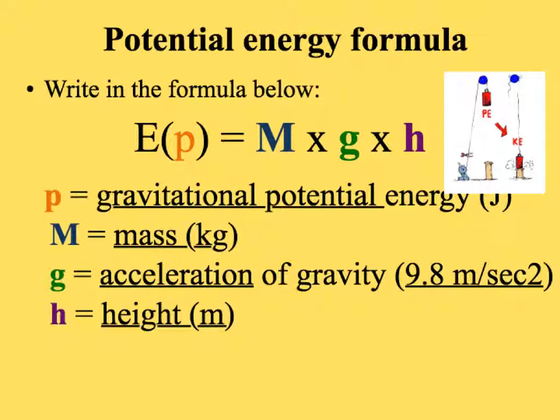In this formula, we need to know the mass of the object, again, measured in kilograms, how far above the ground the object is, and we're going to call this the height, and height is measured in meters. And we need to know the pull of gravity. In this case, we are going to call the pull of gravity the acceleration due to gravity, which on Earth is always 9.8 meters per second squared. When you multiply all of those things together, you get the gravitational potential energy.